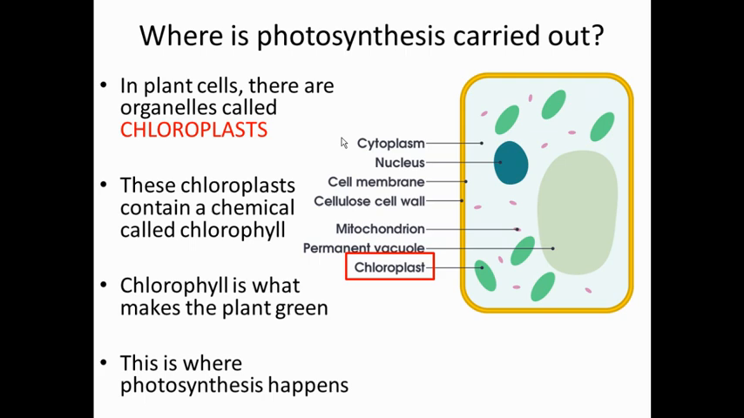So we've said what it needs and how it gets what it needs, but where does it actually happen? Within plant cells, there are organelles called chloroplasts. This is what we talked about during the starter activity. These chloroplasts contain a chemical called chlorophyll, and this chemical is what makes the plant green. Within this chemical, that's where photosynthesis happens. So that's where this reaction is carried out within the plant.